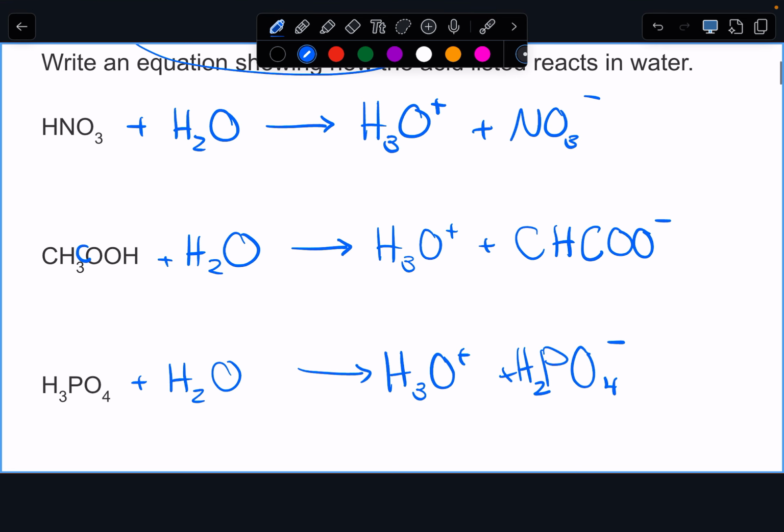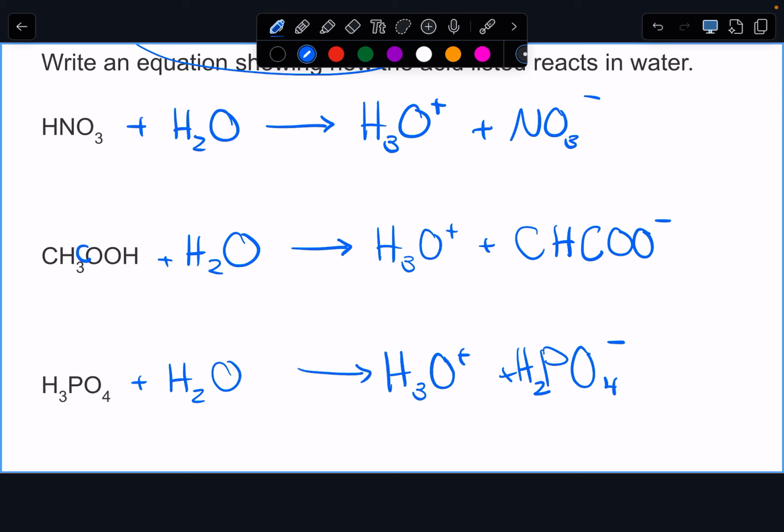So the first one here should be pretty okay. You make sure you get rid of that hydrogen from the HNO3. It turns into NO3 minus, and that hydrogen goes to the water, making it H3O plus. So notice everything makes H3O plus here. I knew that sounded wrong coming out. H3O plus. This is called hydronium ion.